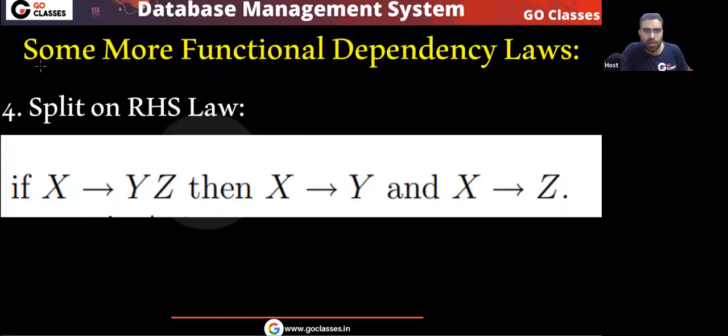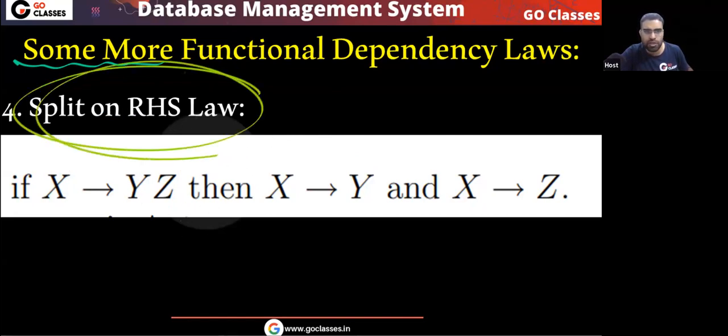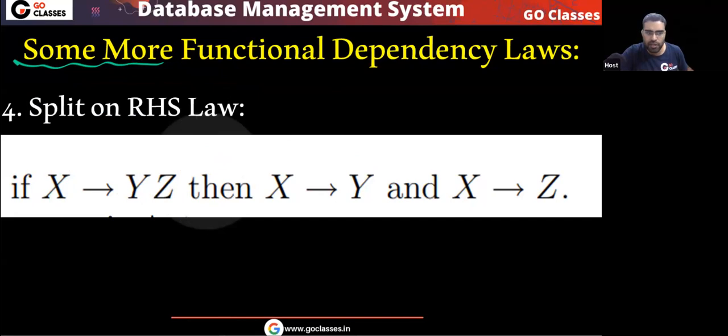Now let's see this law. Now we will see some more additional functional dependency laws. The first one is split on the RHS. Can you split on the RHS? It means that if X determines Y, Z, then can I say X determines Y, X determines Z? Can you prove it? Yes, this statement is true. This says that you can split on the RHS.